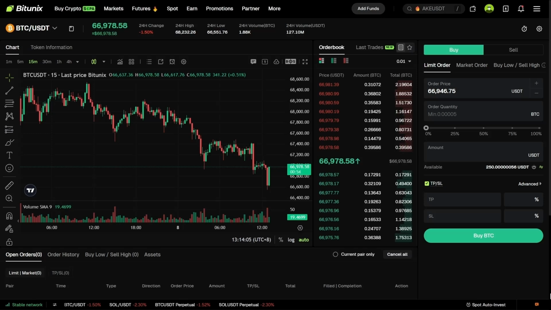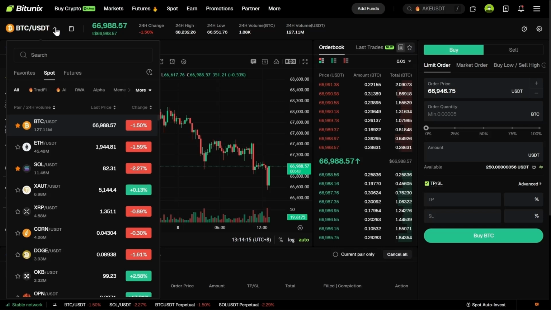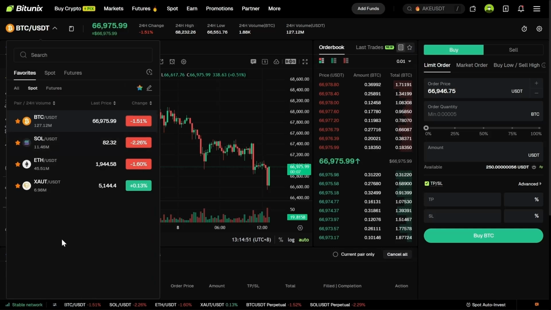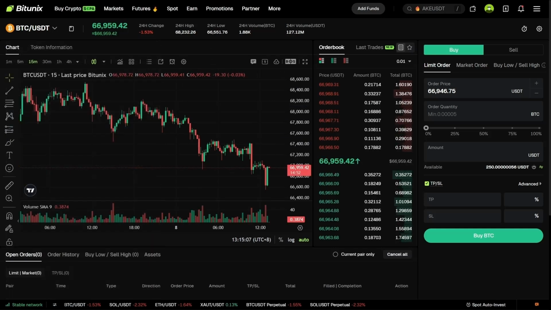Looking at the spot dashboard on Bitunix, we can see up here is where we can find the tokens that we want to trade. If we have some favorite tokens that we like to trade, we can star them like this and head to our favorites, and it'll be a lot easier to trade. Up here is the market price, 24-hour change, the 24-hour high, low, volume in BTC terms, and volume in USDT.